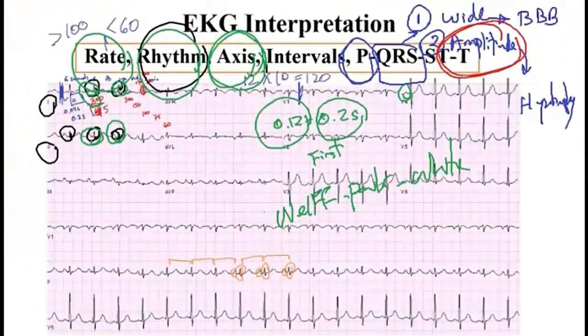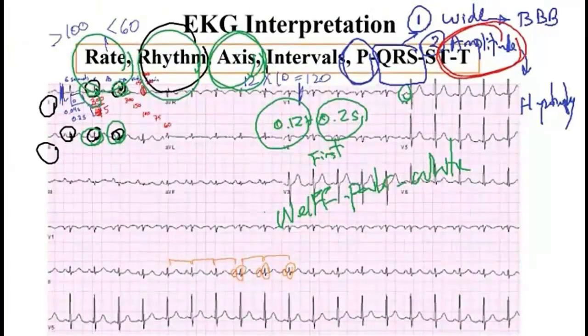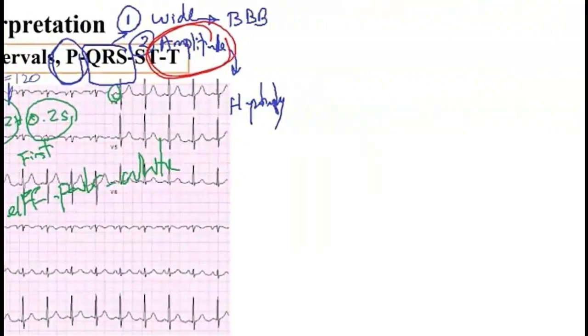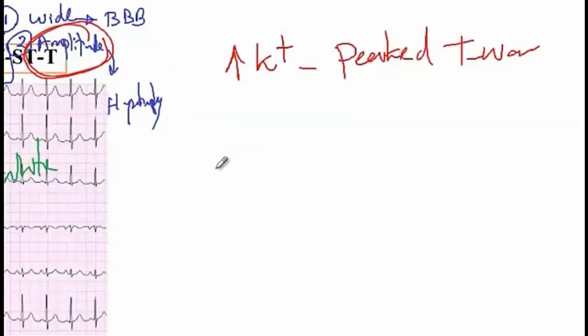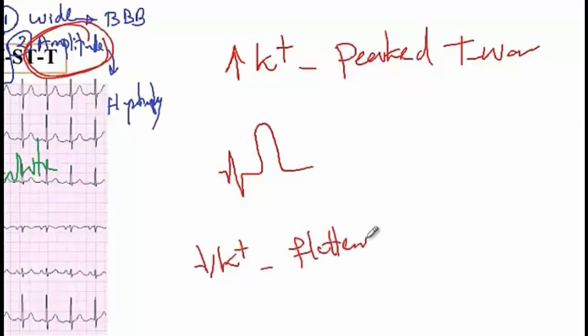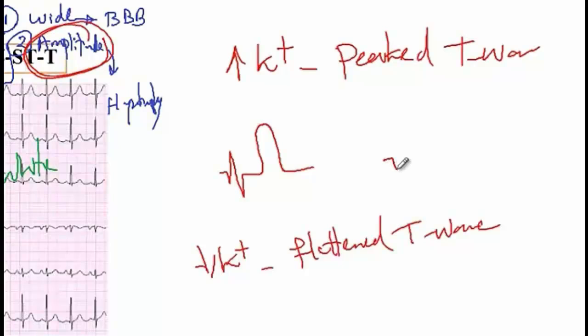Back to the table. And then finally we have the ST and T wave interpretation. T wave can tell you about different conditions, including the level of potassium in the serum. In patients that have a high level of potassium, there would be a peaked T wave. So if we have the QRS complex, then we have a peaked T wave there. In patients that are hypokalemic, on the other hand, you will have a flattened T wave. So if you have the QRS complex here, then there would be a flattened T wave there.